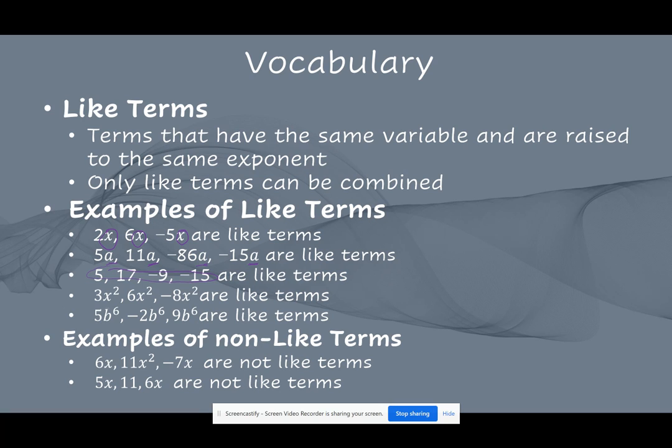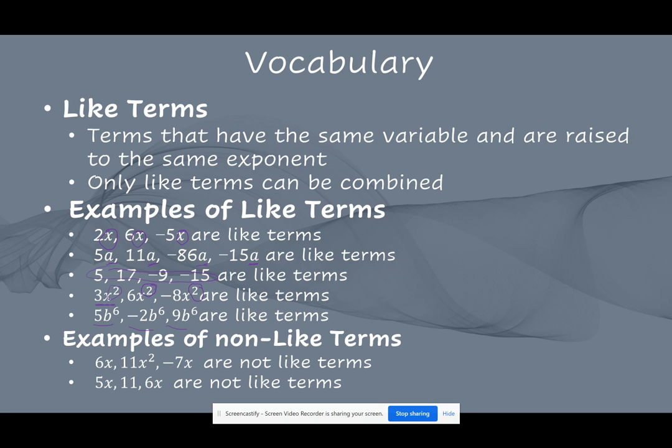Then going into exponents, this is what I was talking about. They have to be raised to the same exponent. Like 3x squared, it's raised to the second power. 6x squared is raised to the second power. And negative 8x squared is raised to the second power. They're all the same variable and they're all raised to the same power, so they are like terms. Lastly, 5b to the sixth, negative 2b to the sixth, and 9b to the sixth are all like terms.